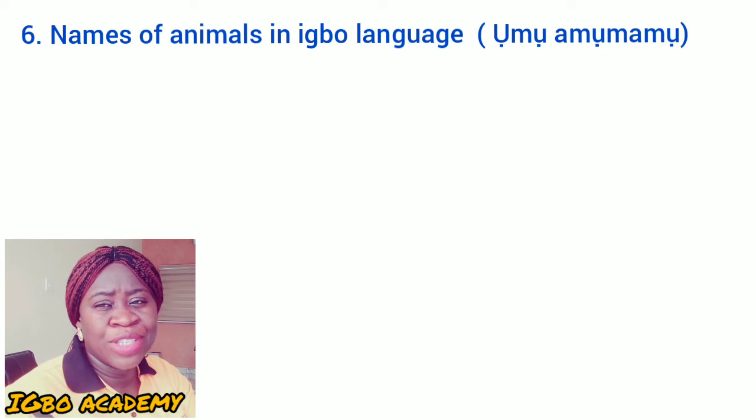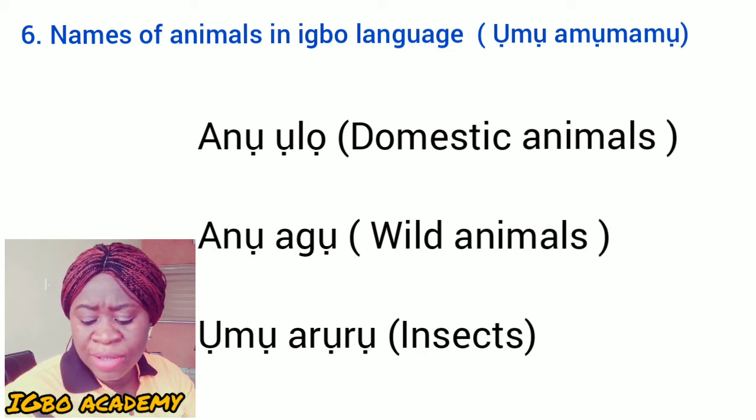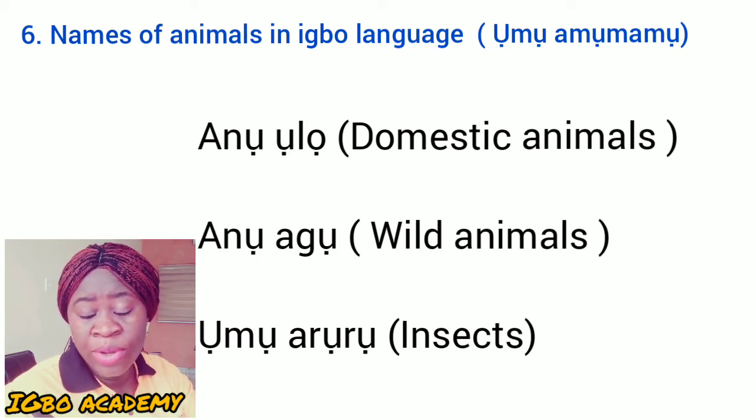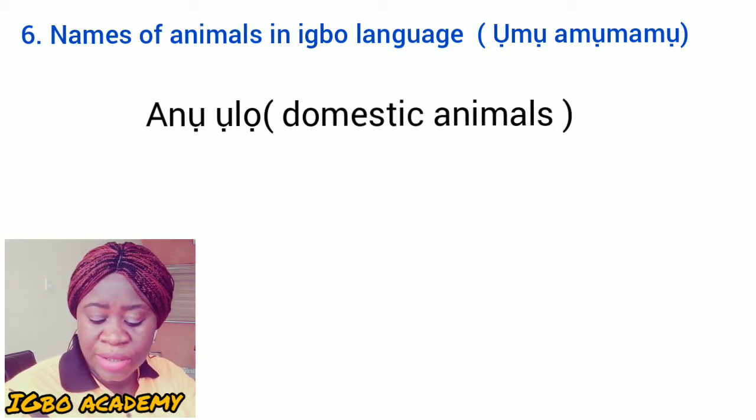So I'm going to talk about 15 of each. The animals are divided into domestic animals and wild animals. The domestic animals are called anụlọ. Then the wild animals are called anụ agụ, animals that we find in the wild. And we are also going to talk about insects, which are called ụmụ or arụrụ.